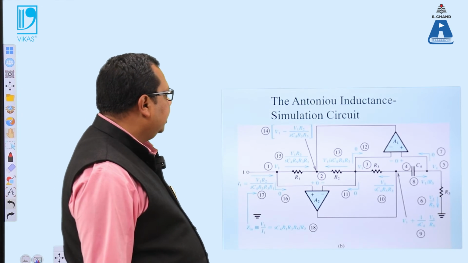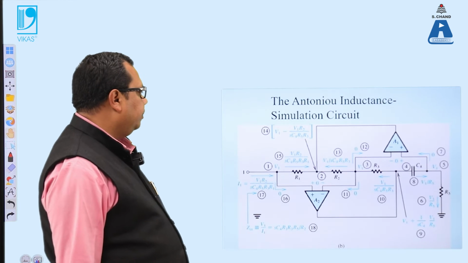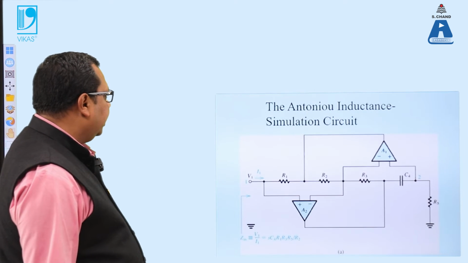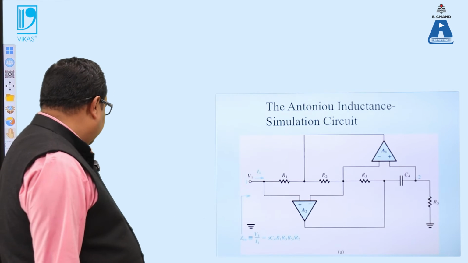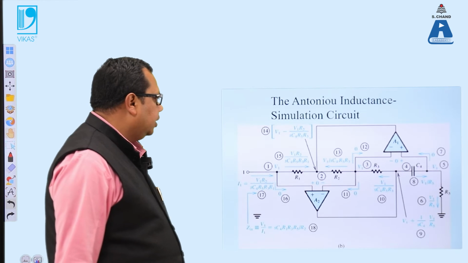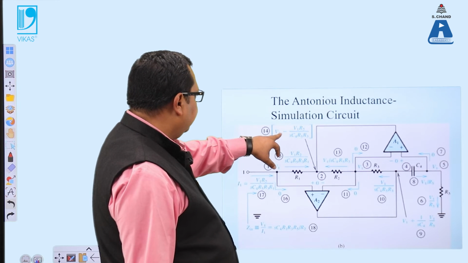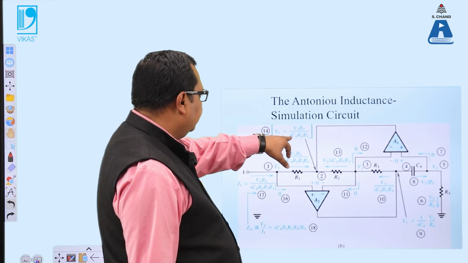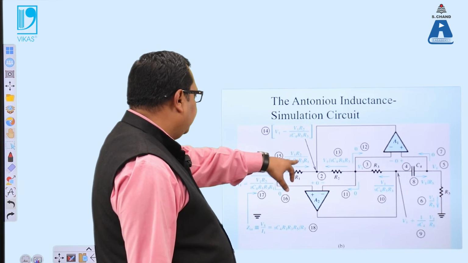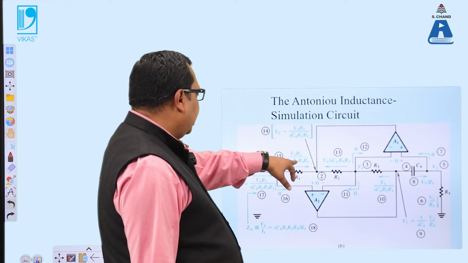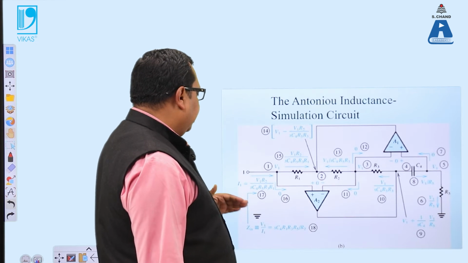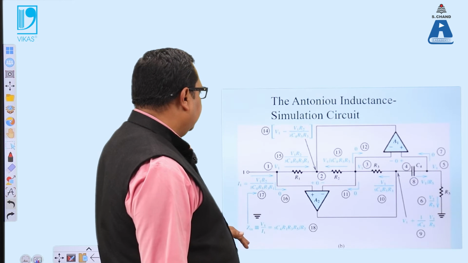Now here we can see the inductance simulation circuit, and how the simulation is done. Now we'll work out the particular formula. Here we can see V1, R2, then the capacitor C4, R5, R3, then V1, R2, C4, R5, R3, R1. So how are we calculating the particular variation?